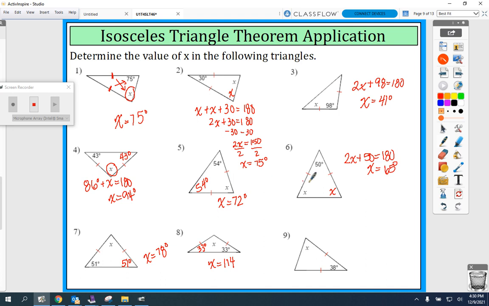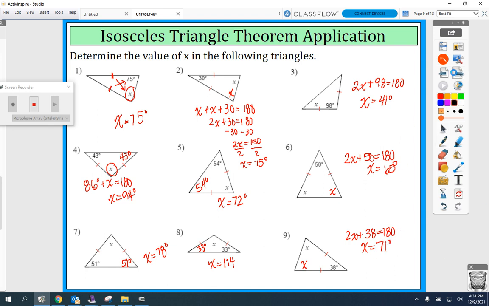Yep, 114. And last but not least, again, 2x plus 38 equals 180. So you're going to do 180 minus 38 and divide by 2. And you should get 71. All right.